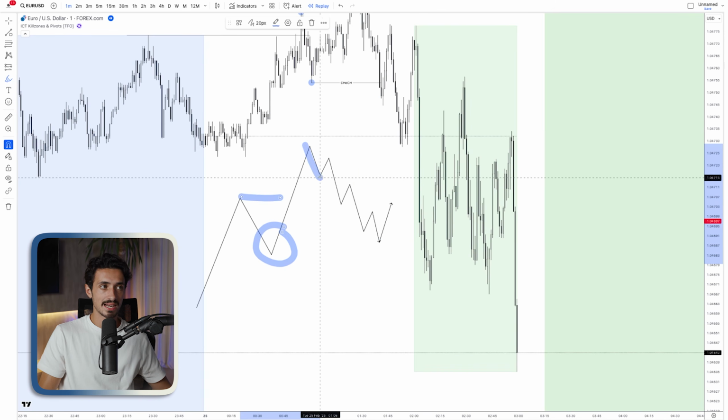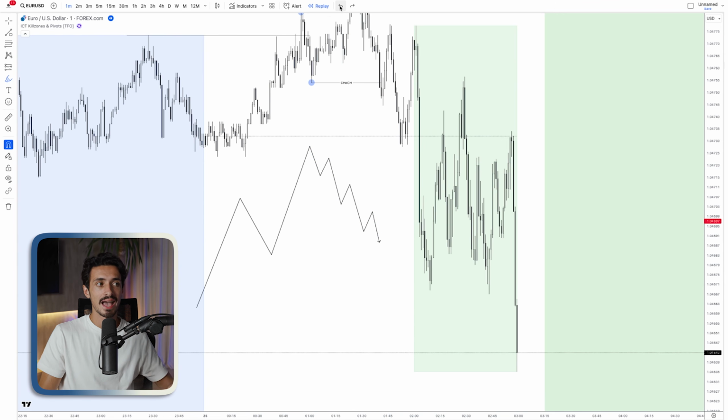Why? Because sellers are in control as price goes down, and then buyers regain control of the market, flipping old sellers. This tells us what? That buyers are in control of this price from this level, which is already aligned with what we want. So it gives us an extra level of confluence, which in turn can increase our confidence and therefore lead to a higher risk to reward trade.